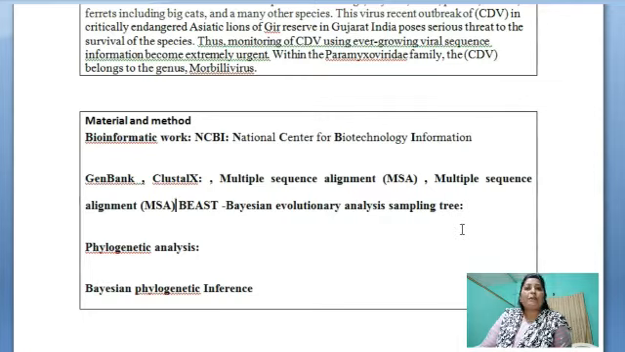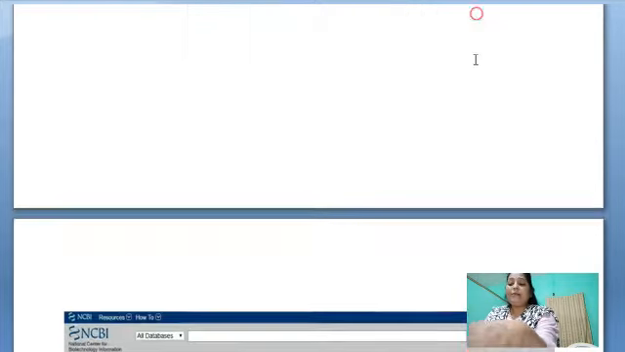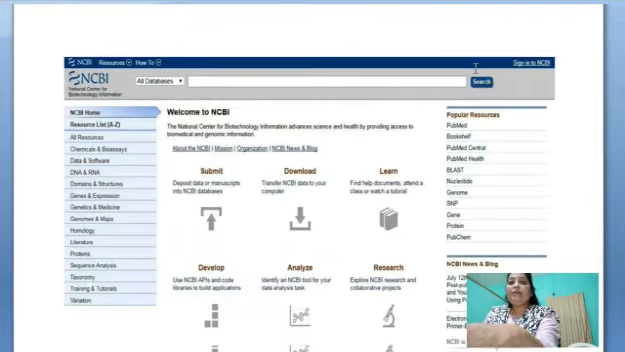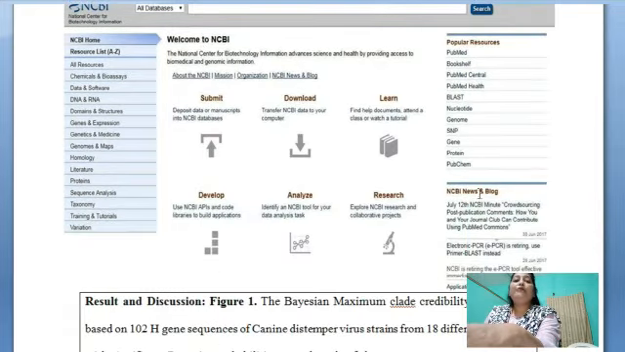Now come to the phylogenetic analysis. The phylogenetic tree is the most convenient way of visually presenting evolutionary relationships among a group of organisms. Bayesian phylogenetic inference is also software used to make a phylogenetic tree. It uses the likelihood function. Phylogenetic analysis uses Bayes' theorem.